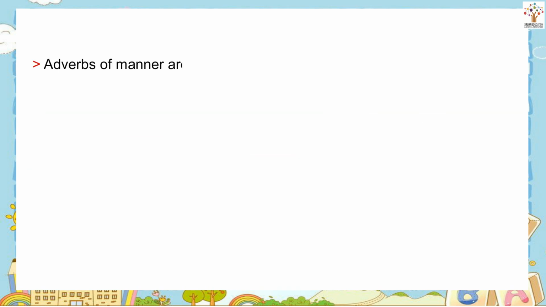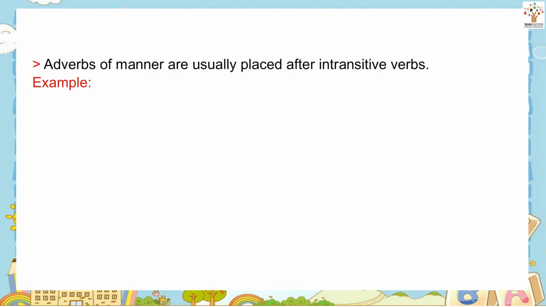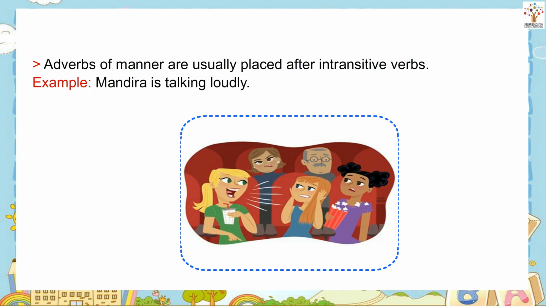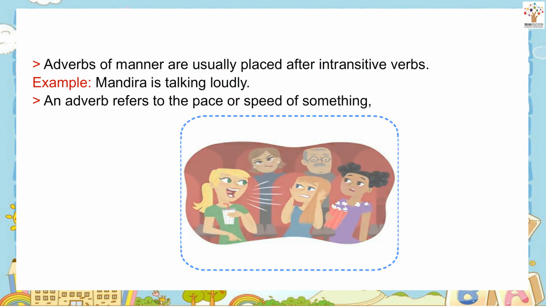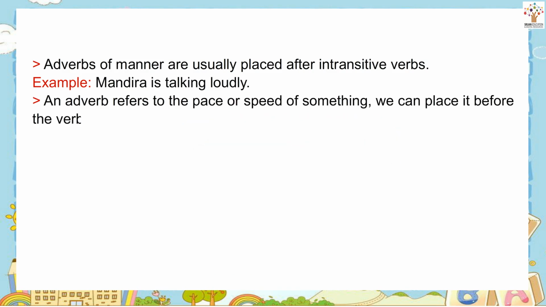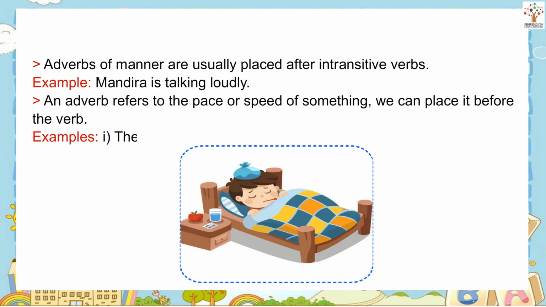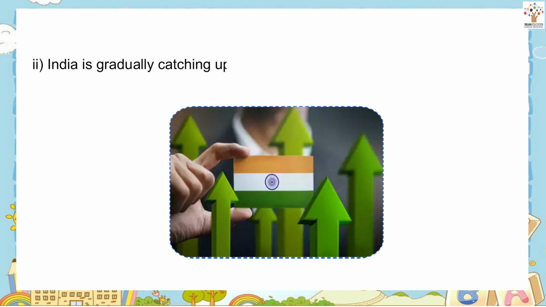Adverbs of manner are usually placed after intransitive verbs. Example: Mandira is talking loudly. If an adverb refers to the pace or speed of something, we can place it before the verb. Examples: The patient's condition suddenly worsened. India is gradually catching up with the developed countries.